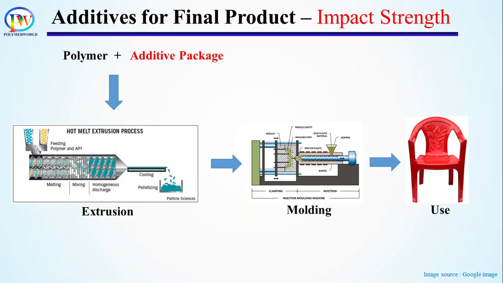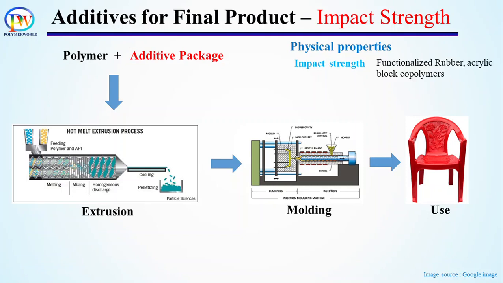Now, let's discuss additives used for physical properties, which are probably the most important properties of the product. The physical properties basically represent three different properties of the product. First is impact strength. In the case of a chair, we can think like this: when we sit on the chair, we are applying an instantaneous load on the chair, so it needs to have good impact strength. Impact modifiers are added to achieve desired impact strength. The impact modifiers are mostly functionalized rubbers like butadiene rubber, acrylic block copolymers such as SBS, NBR, and EPDM.